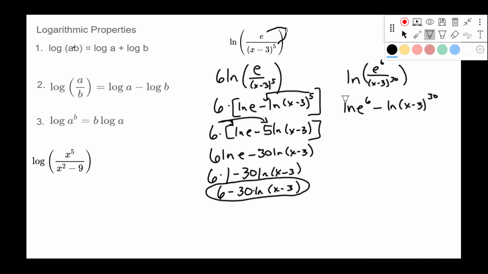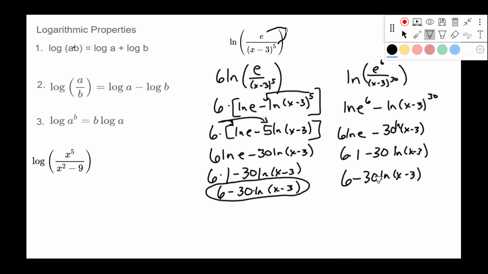I can take this 6, put it in the front of that first log, take the 30, put it in front of the second log. The natural log of e is 1. Oops, I forgot the natural log there. And then I have 6 minus 30, natural log, x minus 3. Same answer I just got a moment ago. It doesn't matter how you do it. Both of them will work.